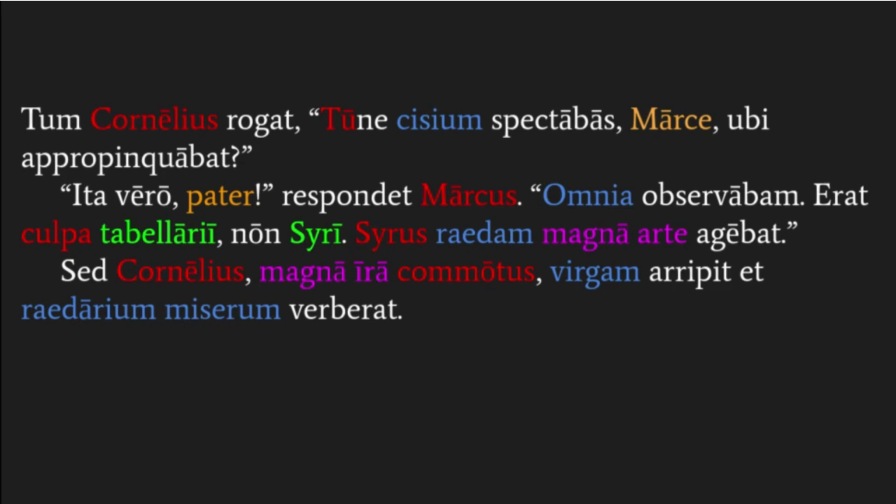You have: Sed Cornelius, magna ira commotus, virgam capit, et raedarium miserum verberat. So, but Cornelius, there's our subject. And again, he's commotus magna ira. Commotus means moved, not physically moved, but emotionally moved, right? Is the idea. So he's moved by what? By great anger, ablative. It's saying what he's moved by or how he was moved. So moved by great anger, he capit, he grabs a virgam, the stick. It's the switch that Cyrus was using to hit the horses, basically. So he grabs the virgam, the switch, and verberat, he beats the raedarium miserum, the miserable coachman.